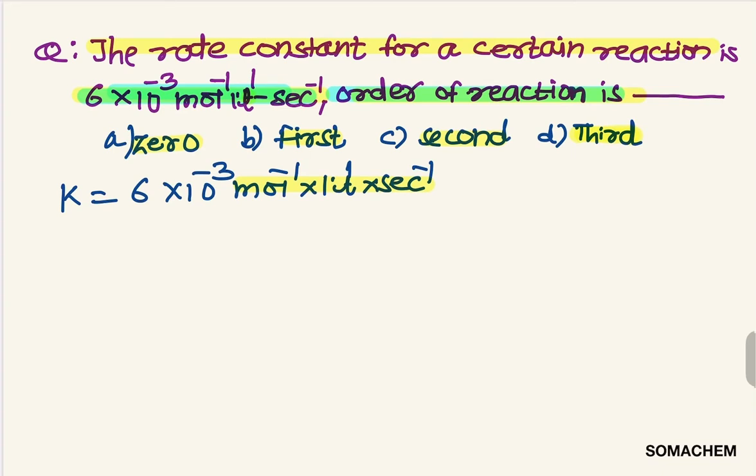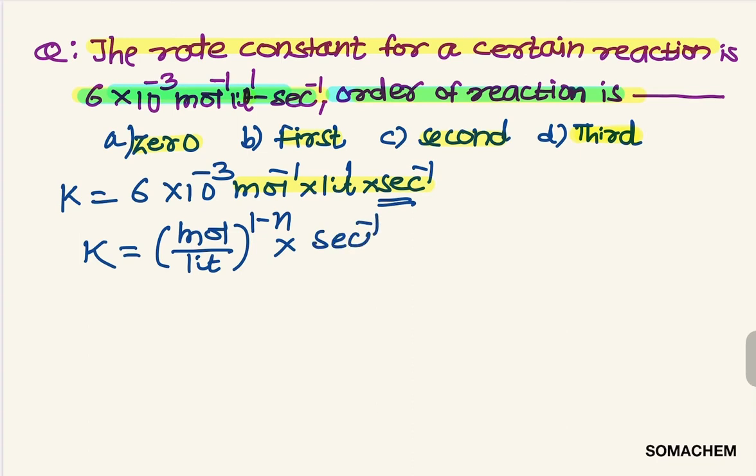We are well familiar how to find out unit of rate constant in case of zero order, first order, by using this formula K equal to moles per liter to the power 1 minus n into time inverse. Here time is second, so directly I will take second inverse, where n is equal to order of reaction, that is n equal to 0, first, second, third, etc. Put n equal to 0. This is for what? Zero order reaction.